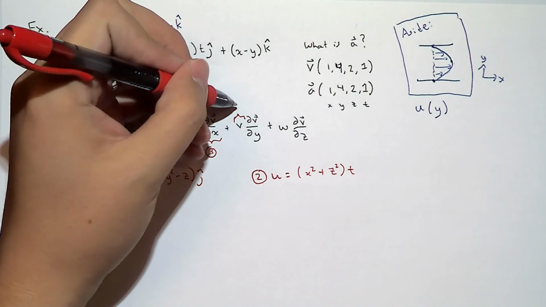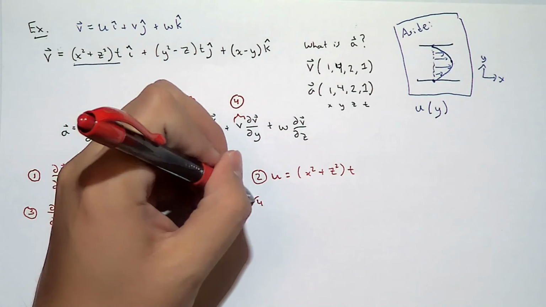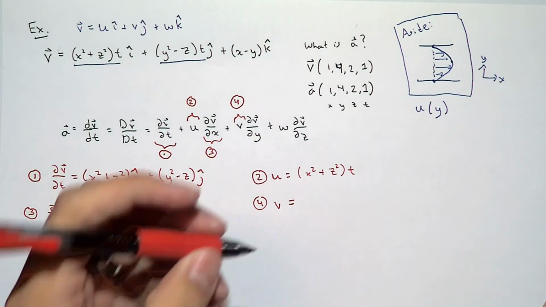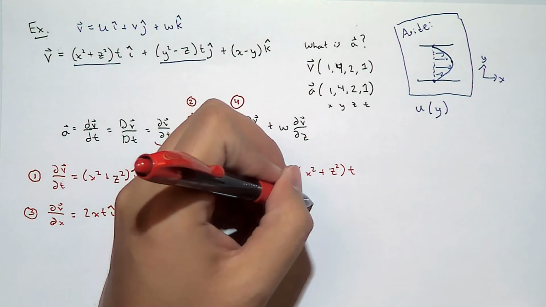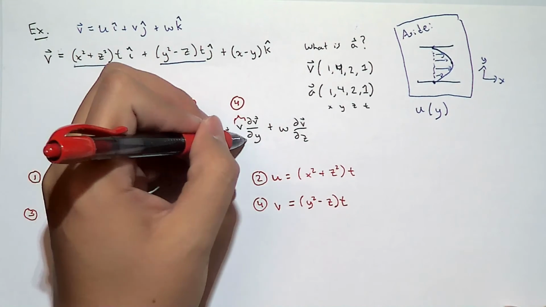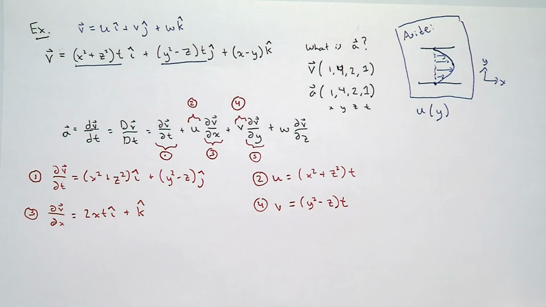Let's look at our v, or y component of the velocity. What is v in this system? Y squared minus z, times t. Exactly. Y squared minus z times t. Let's look at the partial change in velocity with respect to my y position.